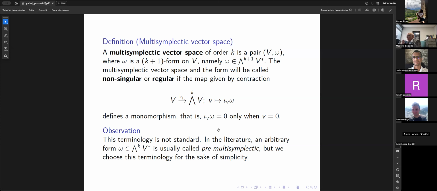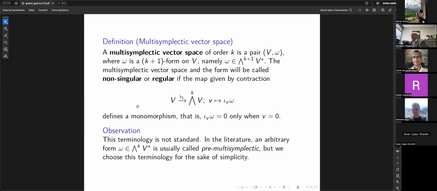But what is a multisymplectic form? So in this paper that I referred with Ivor and Catherine, we study multisymplectic vector spaces like you study symplectic vector spaces. So this is a multisymplectic vector space. It's just a vector space with a k plus 1 form, nothing else. And we have this mapping from vectors into forms just contracting by b, so we obtain a k form.